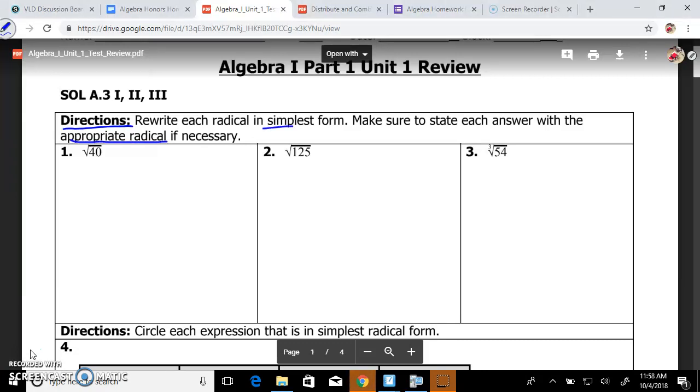So if it's square root, your answer needs to have a square root. If it's a cube root, your answer needs to have a cube root. Otherwise, it's considered wrong. Let's start off with the square root of 40.